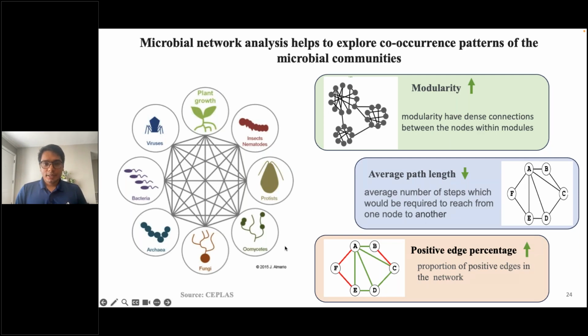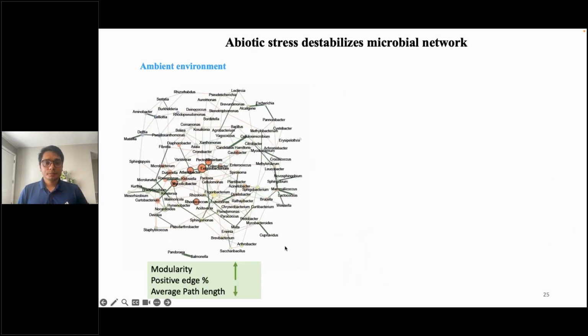So based on these various parameters, we look at our microbial network and how these various biotic and abiotic stresses affect our microbial interactions and our microbial network. If you look at the microbial association under the ambient environment conditions, we saw higher modularity, meaning there are more connections within the modules, and higher positive edge percentage and lower average path length, which means that under ambient environment conditions, microbial communities form a very stable association among themselves.